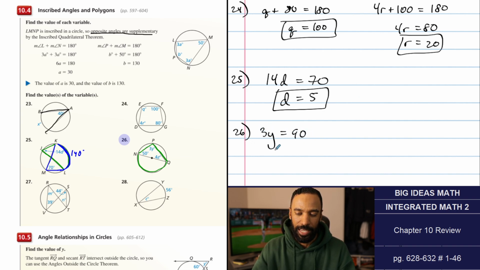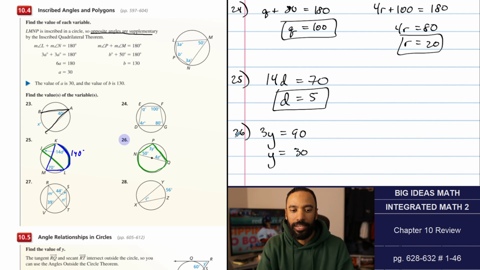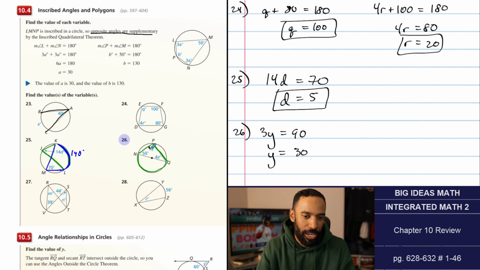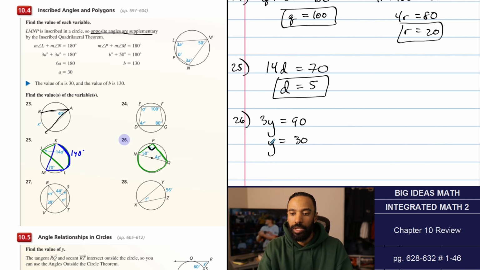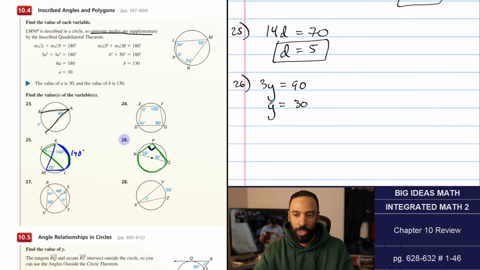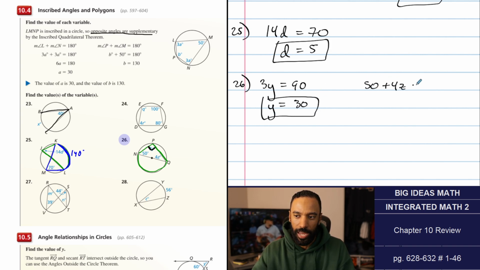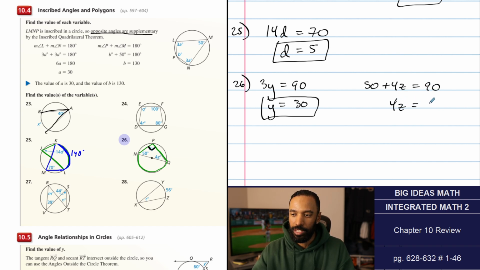3y is 90. So you divide by 3, and you get y equals 30. Now, I didn't need to plug y back in there because I know it's 90, so I'm just going to make that a right angle right now. This is 50 degrees, and in this right triangle, the acute angles should be complementary. So I don't really need to use that 30 for this part here. Let's just say that 50 plus 4z equals 90. The two acute angles in the right triangle add to 90. Subtract 50 and divide by 4. You get z equals 10.